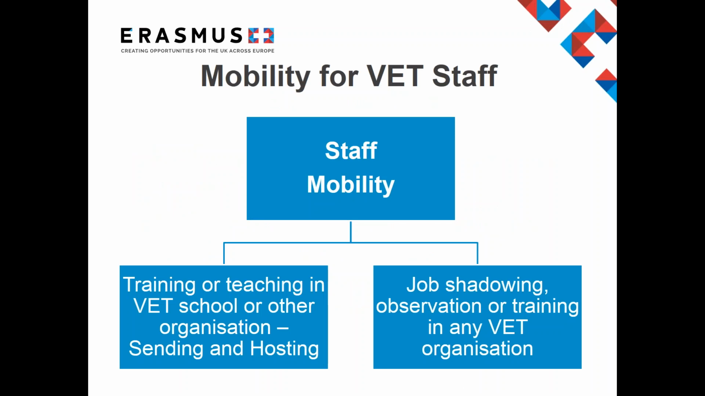Specific to VET staff, there is the opportunity to undertake two main types of mobility activities. The first is teaching and training assignments, where staff deliver training in a VET organization abroad. This also encompasses hosting a trainer or teacher from a partner organization to deliver structured training at the applicant organization or its consortium partner. You can also have staff from your European partner organization come to the UK under this activity type, so you can host them. The second activity type is staff training. Staff undertake a work placement or job shadowing experience in an enterprise or any other VET organization abroad.